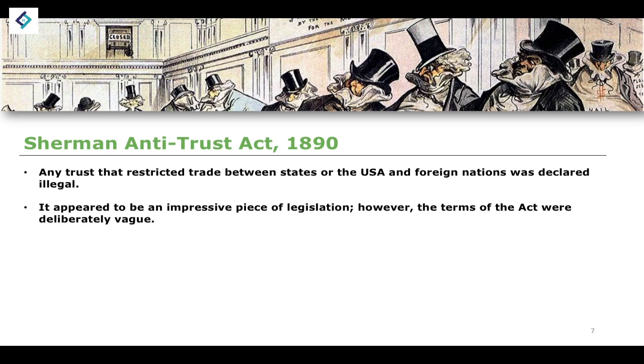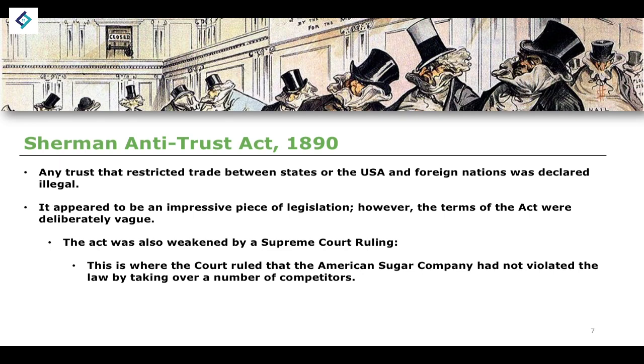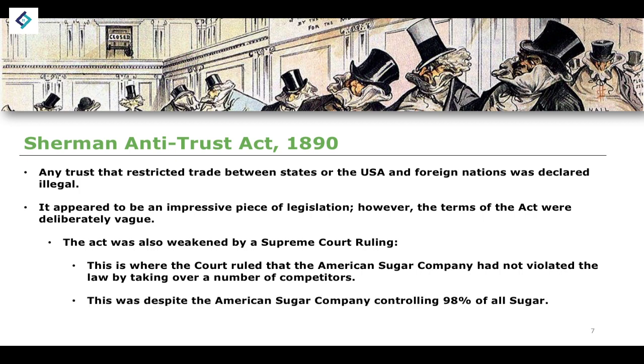However, we do note that in terms of its initial goal, in terms of what it set out to achieve, is very different to the actual terms of the provisions within the Act. They were deliberately vague in order to essentially allow for it to be passed and to not impose too much of a limitation on all industries within the United States. And it was also weakened by a Supreme Court ruling where the court ruled that the American Sugar Company had not violated the law by taking over a number of its competitors. So the Supreme Court also weakened significantly the impact and the imposition of the Sherman Antitrust Act. Bear in mind the sugar company in question actually controlled 98% of all of the sugar market, which is obviously significantly a monopolistic enterprise.